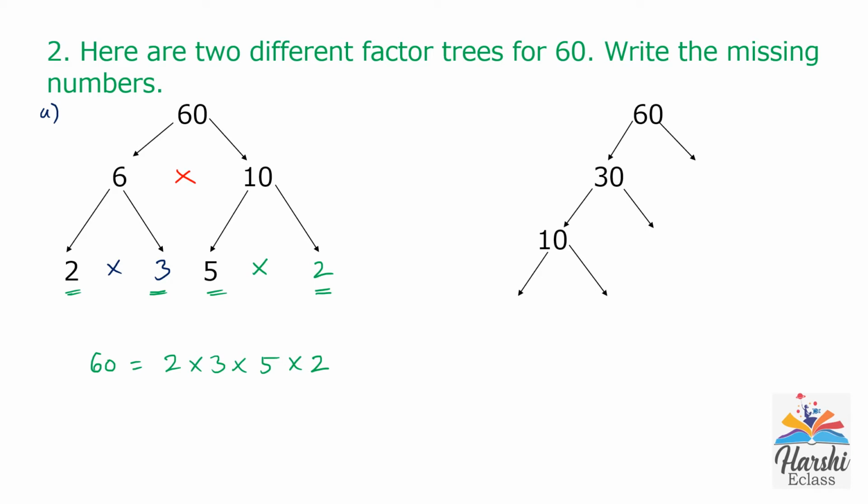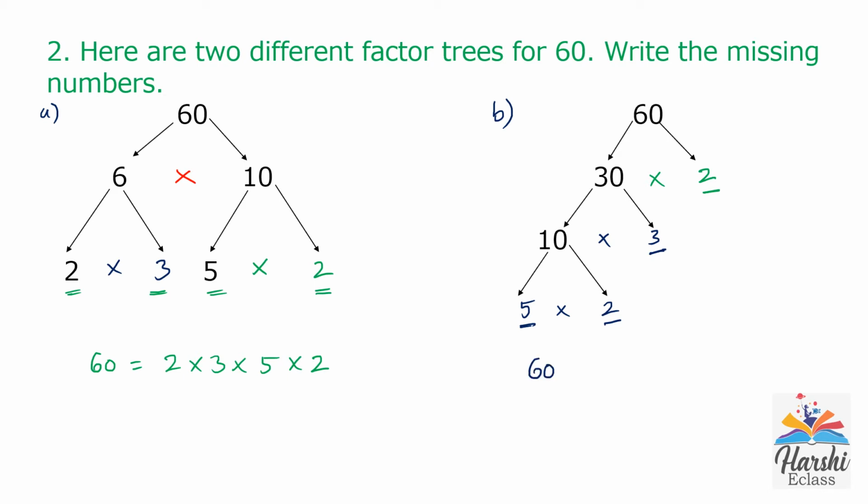Next, B1. Here 60 can be written as 30 2s are 60. 2 is a prime number, but 30 is a composite number, so we will divide this 30 again. 30 we can write as 10 3s are 30. 3 is a prime number. 10 is a composite number. 10 can be further divided and expressed in prime factors as 5 2s are 10. 5 and 2 both are prime numbers.